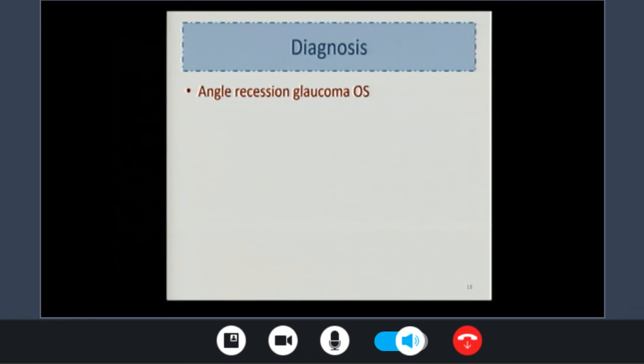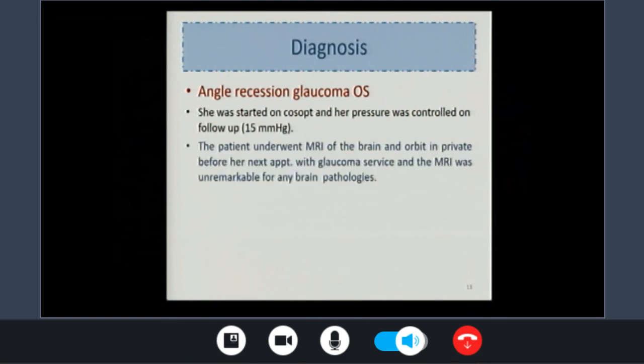So the diagnosis at this point was angle recession glaucoma in the left eye, so she was started on topical anti-glaucoma medications, Cosopt BID, and her IOP was controlled on follow-up. It was 15 millimeters of mercury.